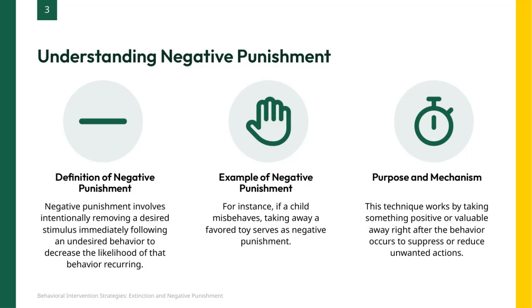Negative punishment is a concept where we intentionally remove something desirable right after an unwanted behavior happens. The goal is to make that behavior less likely to occur again in the future. For example, if a child acts out or misbehaves, taking away a favorite toy acts as a form of negative punishment. Essentially, this method works by taking away something positive or valuable immediately after the behavior, which helps to decrease or suppress the unwanted action. It's a way to discourage behaviors by removing rewards rather than adding consequences.